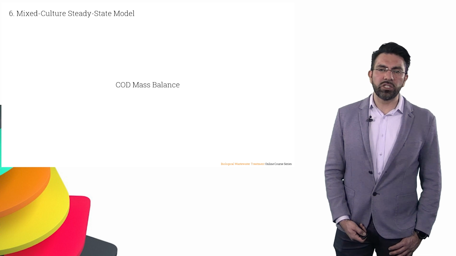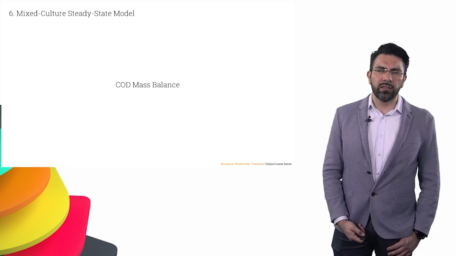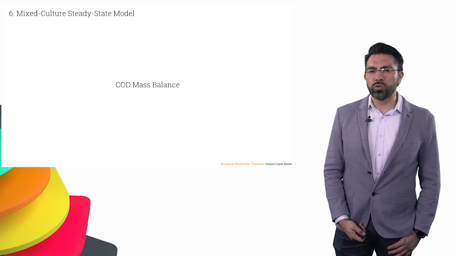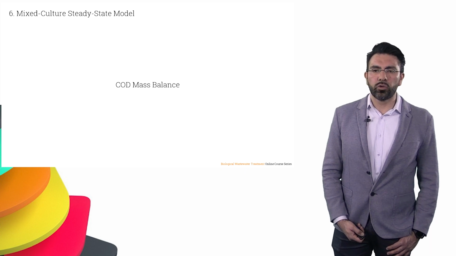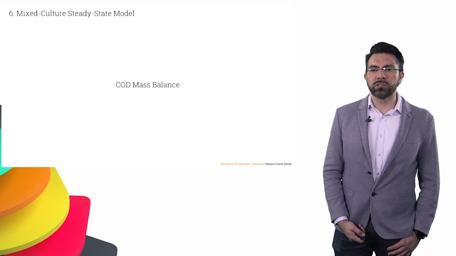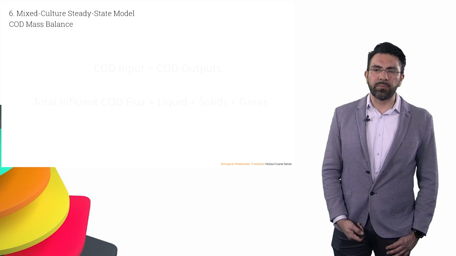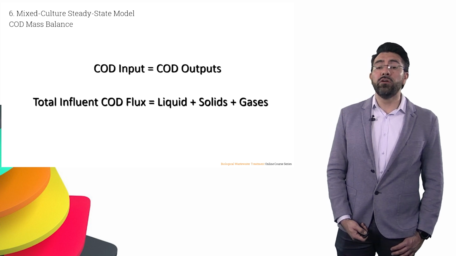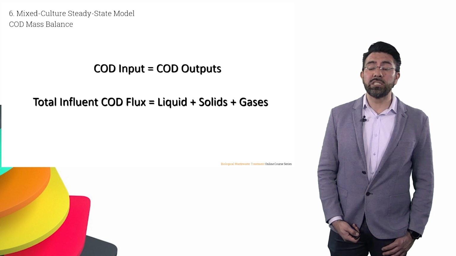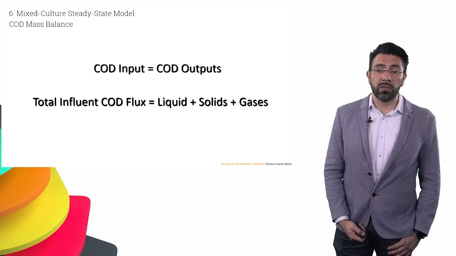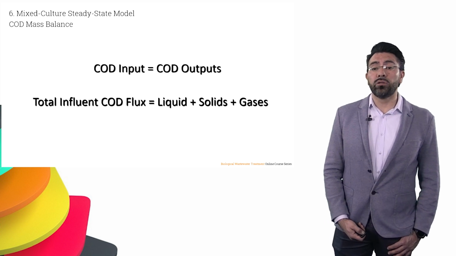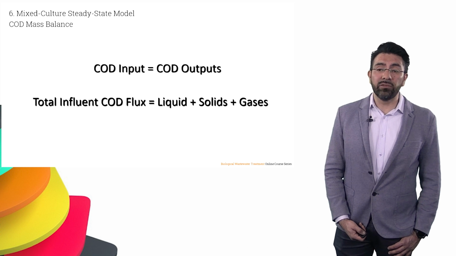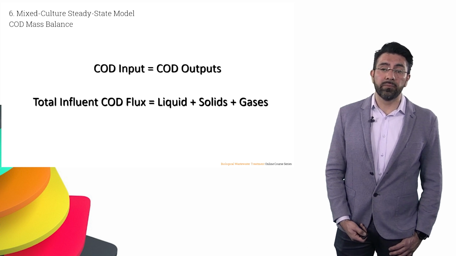Last but not least, we have the COD mass balance. The COD mass balance is one of the most useful tools that we can have to check and confirm that all the calculations are correct. For that purpose, we need to first estimate the total COD that the system receives, and the amount of COD that leaves or exits the system.